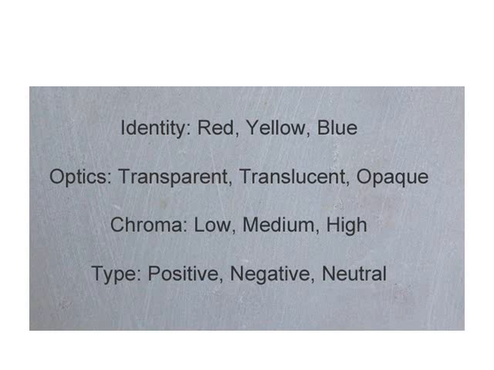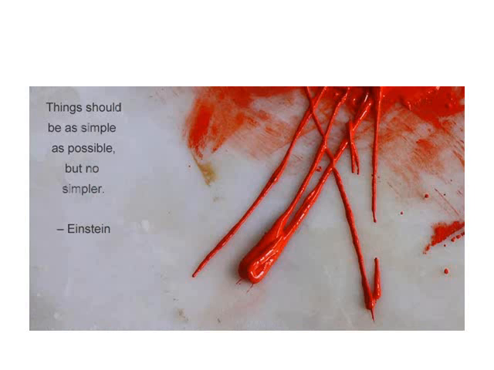Through exploring this system, we've been able to expand our concept of the grammar of color. In addition to its nominal identity, a given color has an optical state from transparent through translucent to opaque, a chroma from low to medium to high, and a type, positive, negative, or neutral.